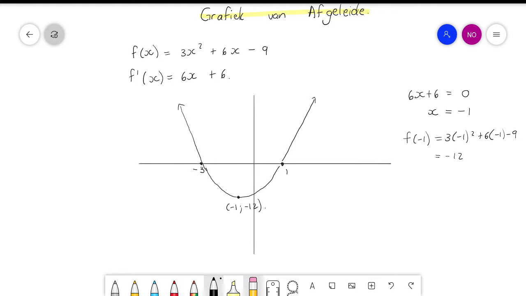Sorry. Okay. Goed. En dan as ons die grafiek gaan teken van sy afgeleide, sien julle hy gaan hierso 'n x-afsnit hê by -1 en 'n y-afsnit hê by 6.